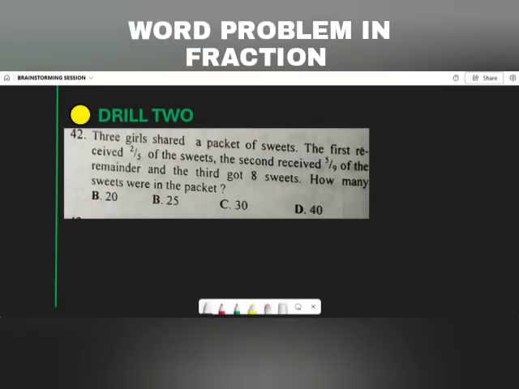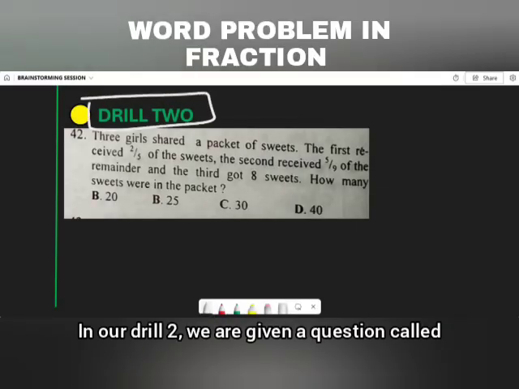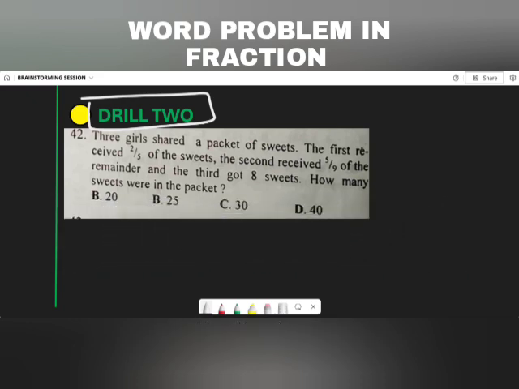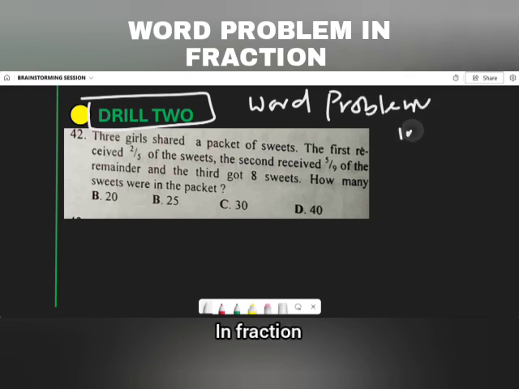Now, grade 2. In our grade 2, we are given a question we call word problem in fraction. Word problem in fraction. So let's look at this question.